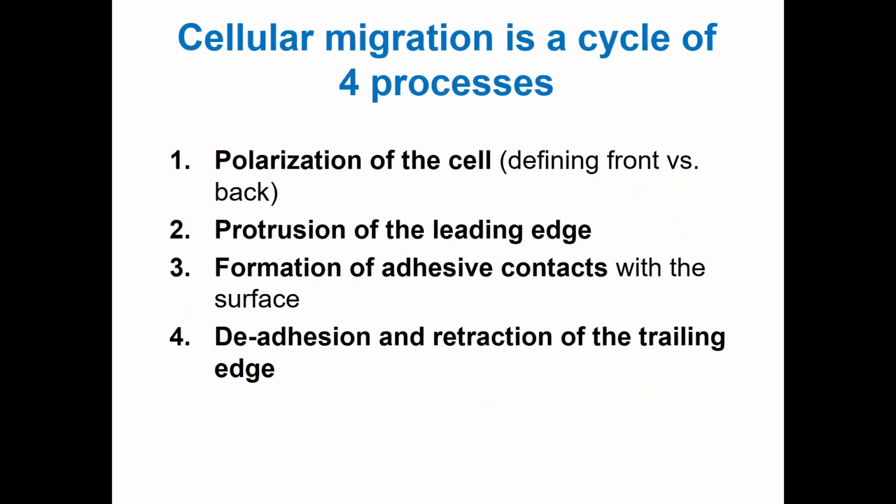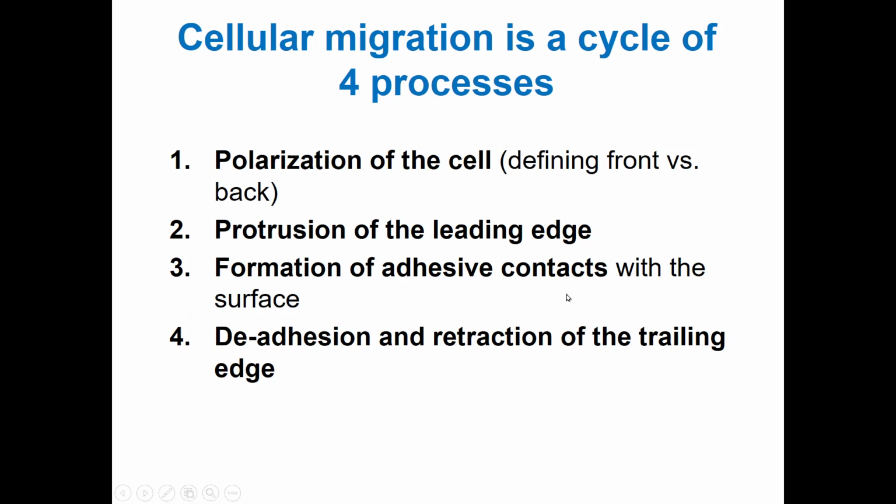How do cells move? This is a big question. The mechanism: cellular migration is a cycle of four major processes. What are those? Polarization of the cell, defining front and back. That means the cell becomes polarized, with a front side and a back side during movement. Second is protrusion of the leading edge. During polarization, one edge of the cell becomes a protrusion, a flap or extension.